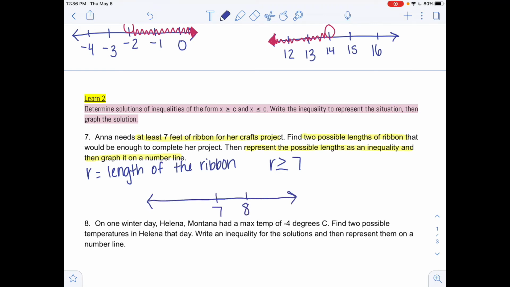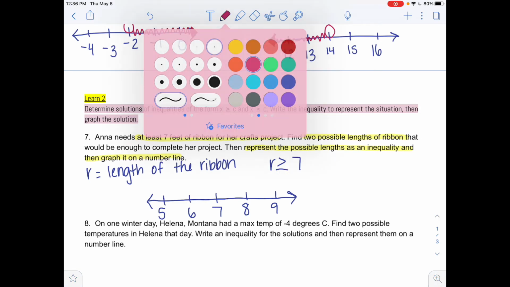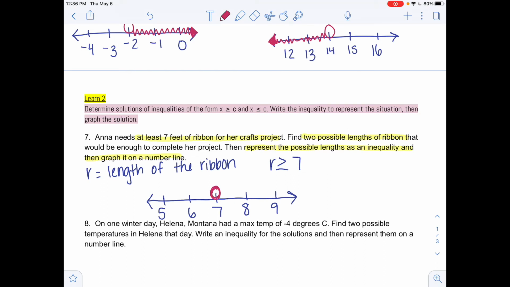So 7 in the middle, 8, 9, 6, and 5. My inequality symbol looks different than the previous page, where I have this line at the bottom showing that it's greater than or equal to. So on my graph, I need to reflect that when I'm drawing my point, I actually have to shade it in to show that 7 would be included. My direction's still going to the right to show that r is greater than or equal to 7, so all those bigger numbers than 7.